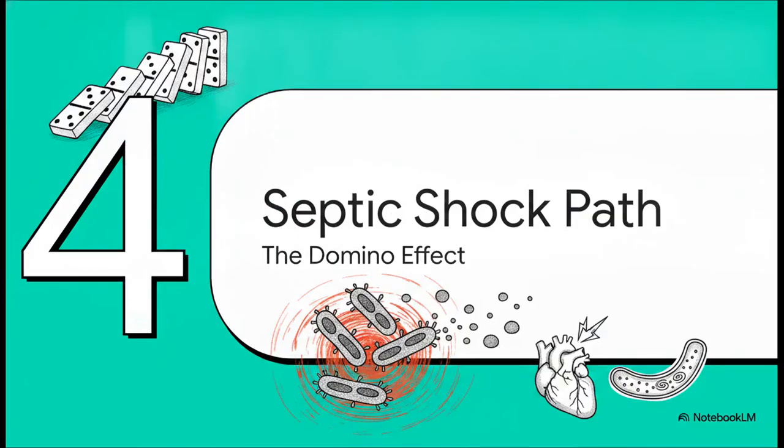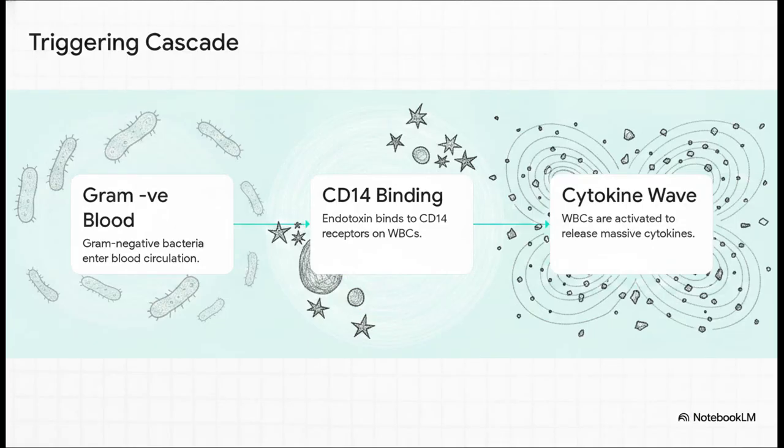All right, section 4, pathogenesis of septic shock, the domino effect. Now we're shifting this explainer from molecular biology over to the truly terrifying clinical presentation of a gram-negative bloodstream infection. This is where things get really critical for your patients. Let me walk you step by step through the initial trigger of this catastrophic domino effect.